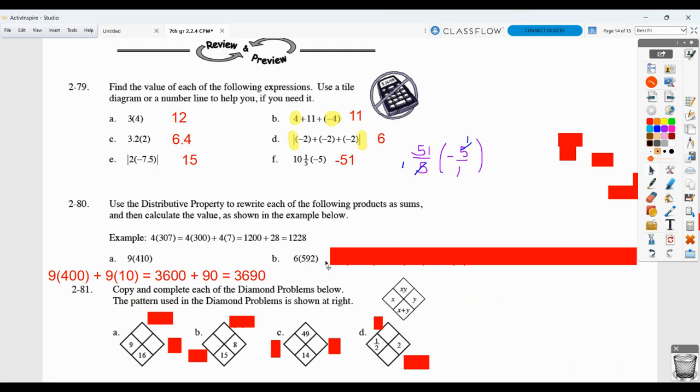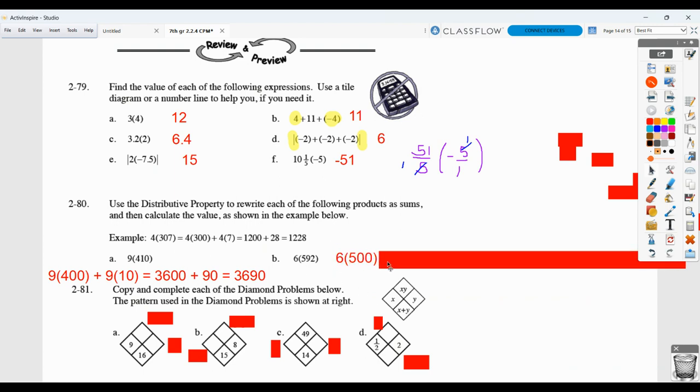Here we'd break this apart into 6 times 500 plus 6 times 90 plus 6 times 2. 6 times 500 is 3,000. 6 times 90 is 540. And 6 times 2 is 12. And then you combine those three to get the final answer.